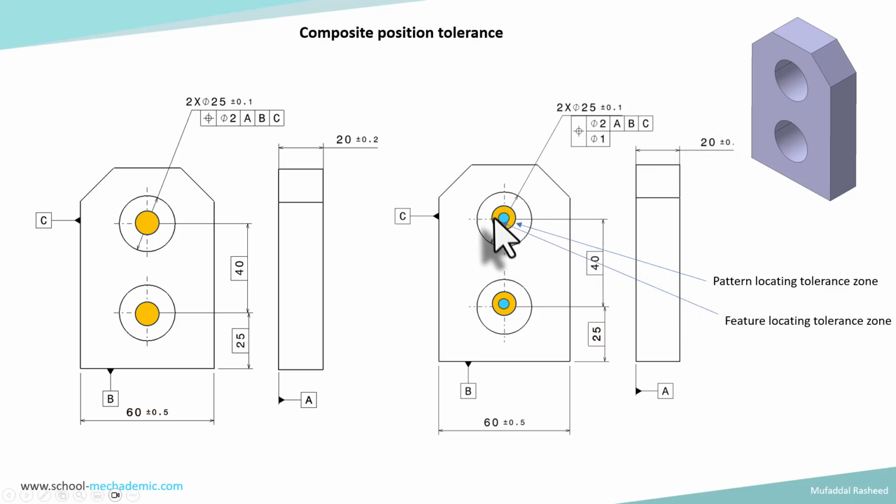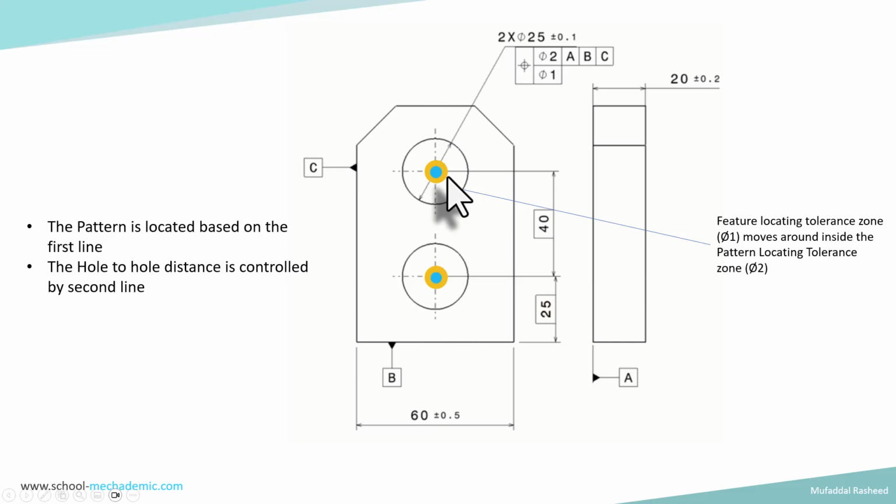So first one is the pattern locating tolerance zone, the larger one. The feature locating tolerance zone is the second one. Always the feature locating tolerance zone should be smaller than the pattern locating tolerance zone. That is the meaning. To visualize this, here is a graphic which shows the movement of the smaller tolerance zone inside the larger tolerance zone, which means that the feature locating tolerance zone, which is of dia 1, can move around the pattern locating tolerance zone of dia 2.